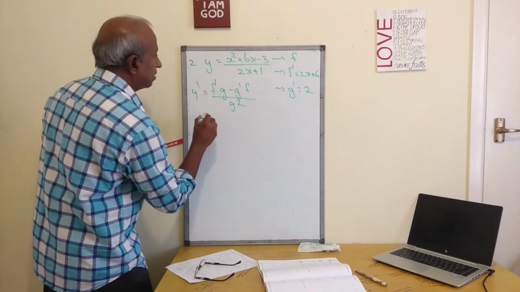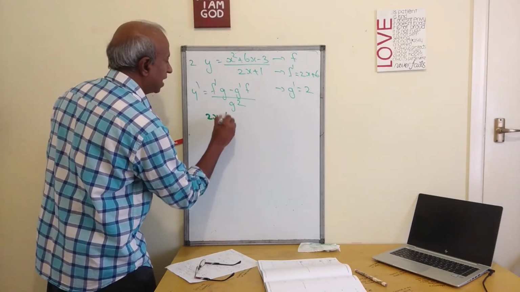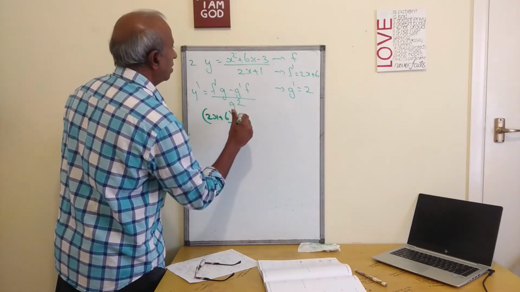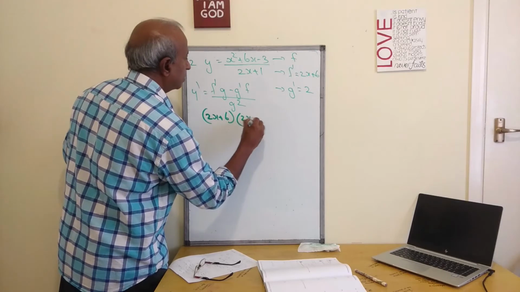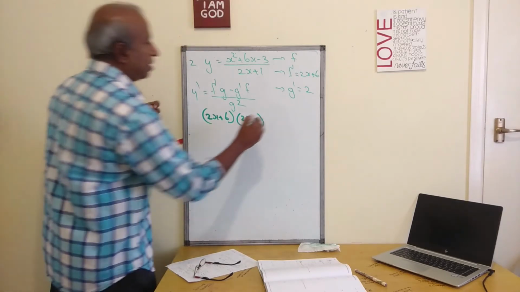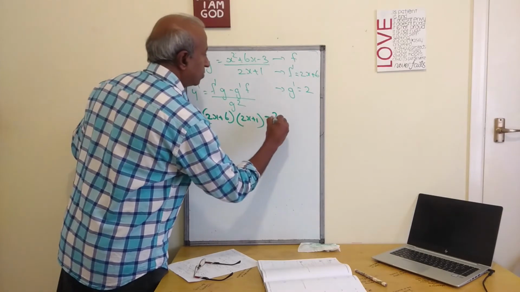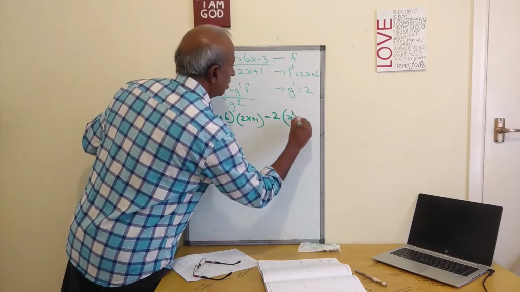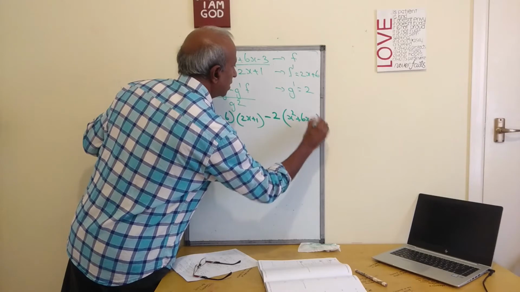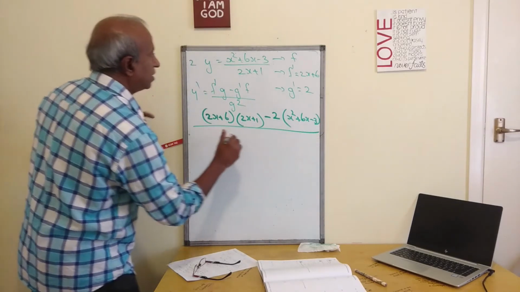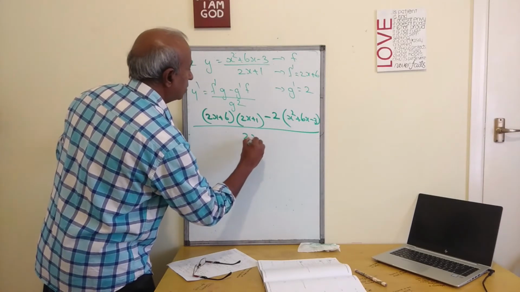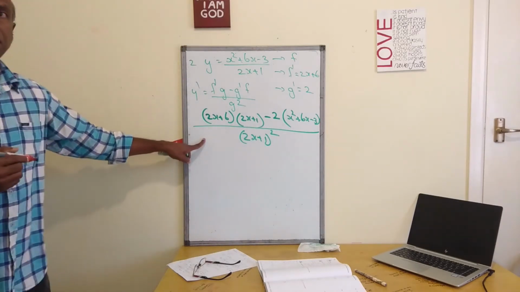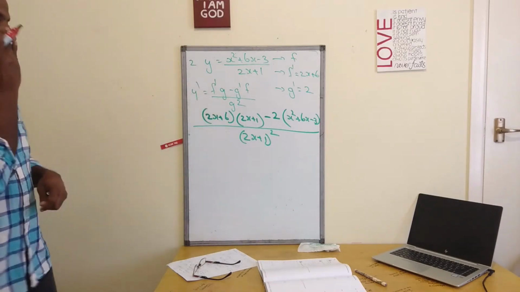f dash is given as 2x plus 6, times g is given as 2x plus 1, minus g dash is given as 2, f is given as x squared plus 6x minus 3, divided by g squared, which is 2x plus 1, the whole thing squared. That's the answer. Okay, let's simplify the numerator.